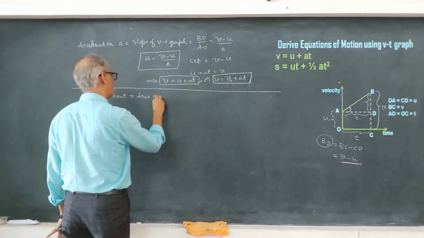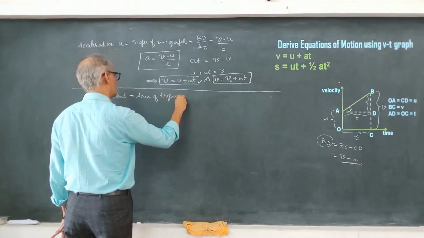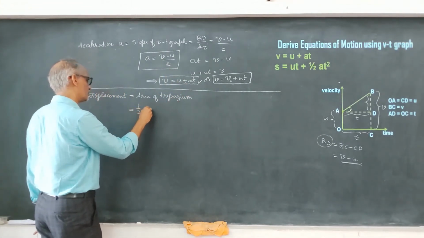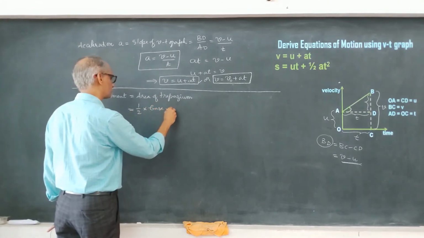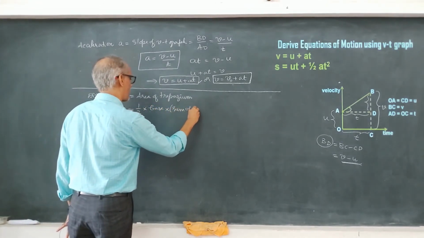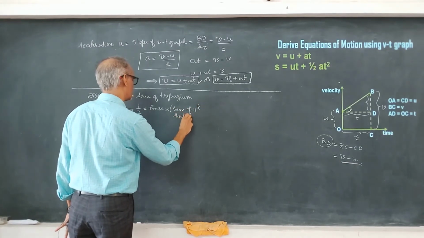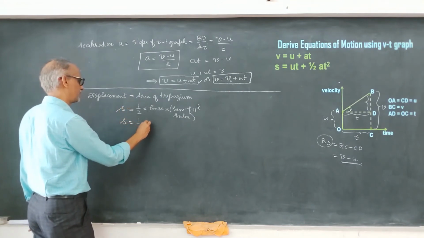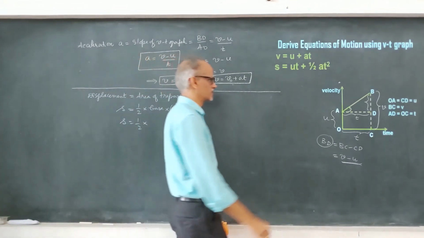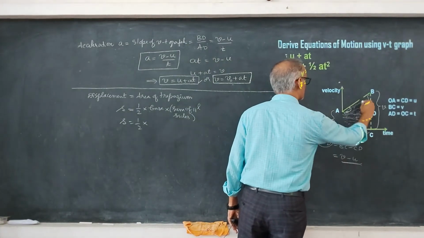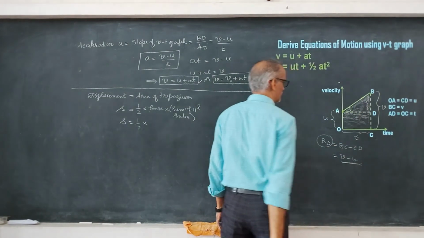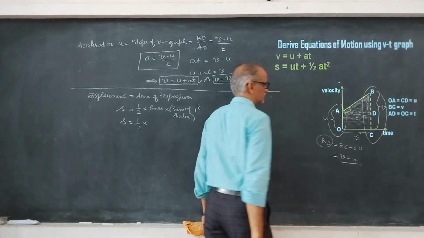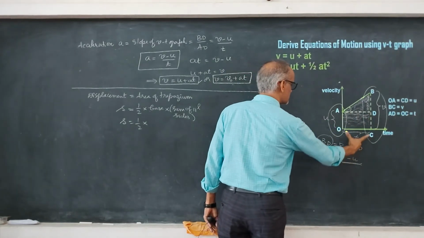So it's an area of trapezium, which is half into base into sum of parallel sides, correct? Displacement symbol is S, half into. What is the base in this trapezium? So this is the trapezium. These are parallel sides. This is one parallel side. This is the other parallel side. So height is this.